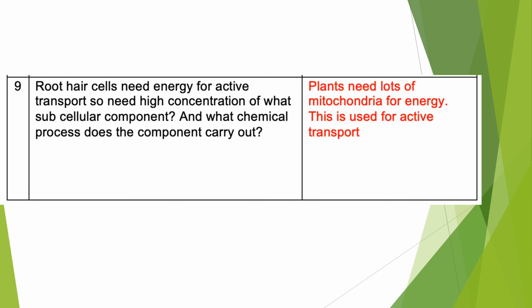And the second part asks, what chemical process does this component carry out? The mitochondria is used for a lot of different things. This one we're talking about active transport, but basically the chemical process is called respiration. So mitochondria are responsible for undergoing respiration to provide the cell with the energy that it needs, not just for active transport, but for a lot of different things.